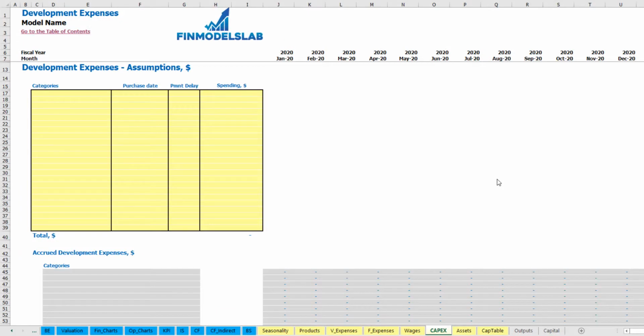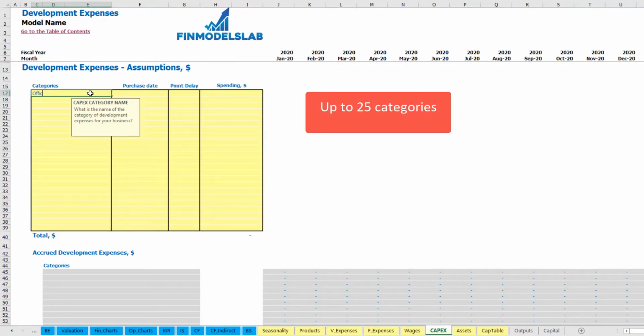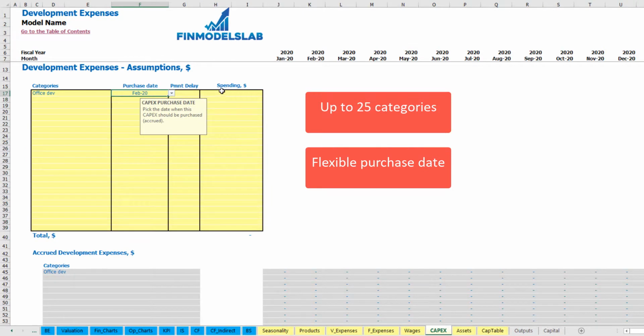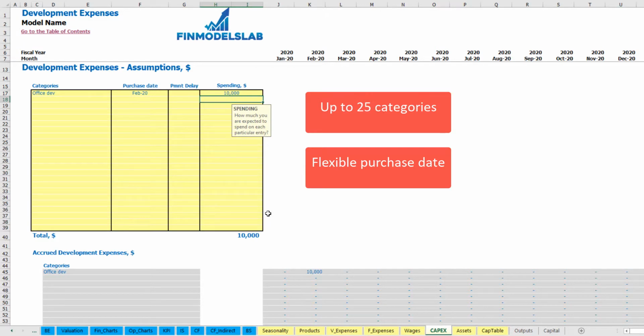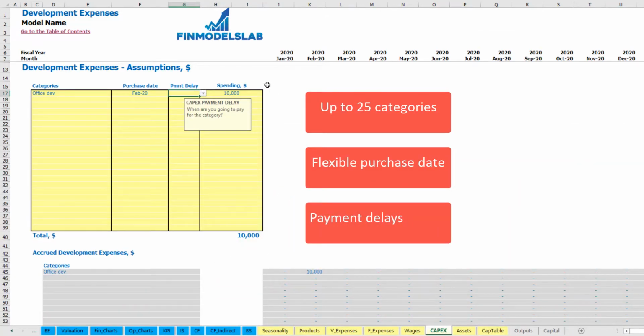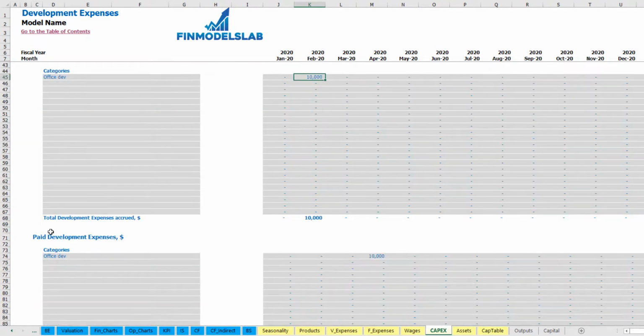On the CAPEX tab, you may input up to 20 development expenses categories. Let me give you a couple of examples. So, for example, office development with a purchase date of February 20 with spending of $10,000. And you also can input payment delay. What does it mean? Let me set up 2 months, for example. It means that this amount will be accrued in February because the purchase date is February, but paid development expenses will be in April 20 for this office development.